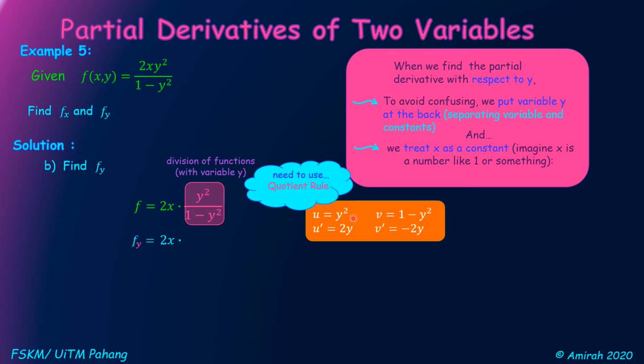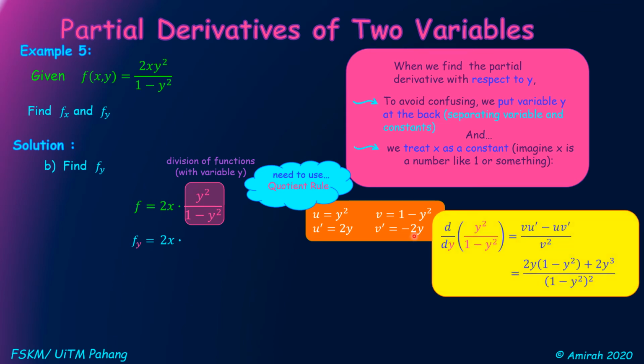Then we differentiate y squared with respect to y, because now we want to find the partial derivative with respect to y. So when we differentiate y squared, we get 2y. And then we differentiate v, so we have v prime. We differentiate 1 minus y squared. Differentiate 1, a constant, equals 0, no need to write. And then we differentiate y squared, so we get negative 2y here.